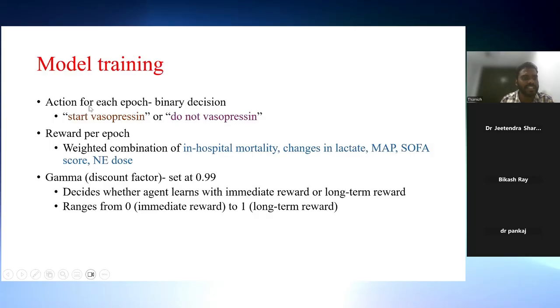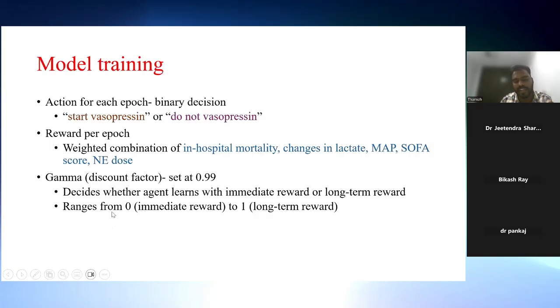So what action does it give? The action it gives is a binary decision. Either it tells to start vasopressin or do not start vasopressin. And what's the reward that it gets? Reward is basically the outcome. Here they have mentioned the rewards as in-hospital mortality, changes in the lactate, MAP, SOFA score, and the norepinephrine dose. They've also mentioned the gamma factor, which is a discount factor. It is set at 0.99.